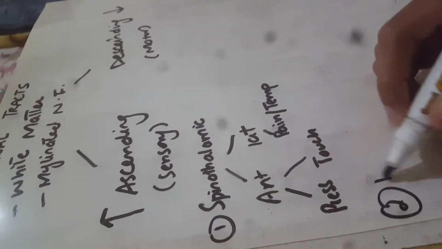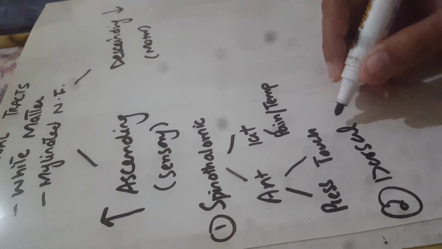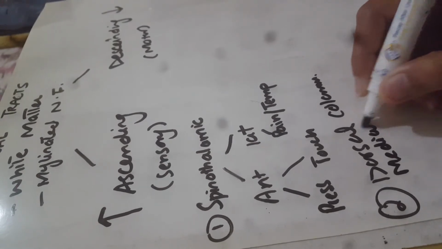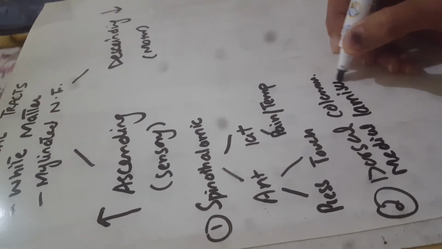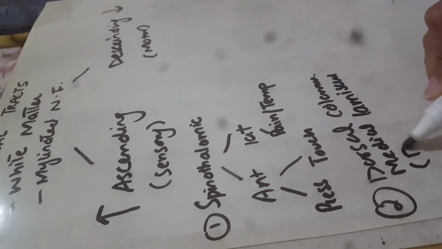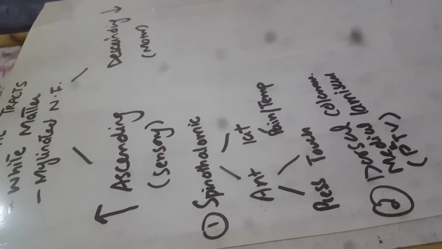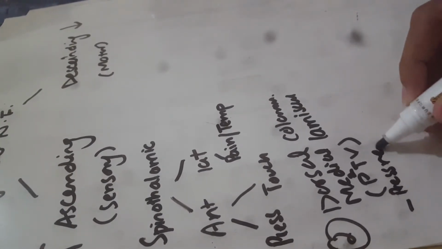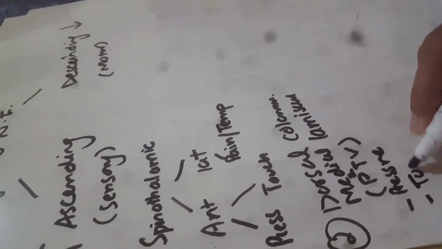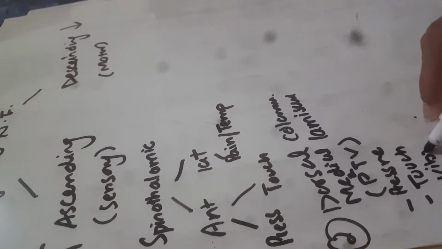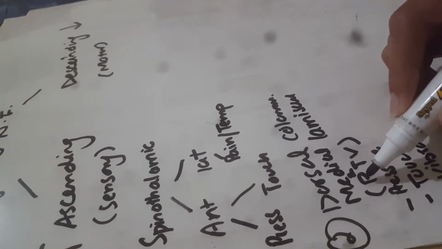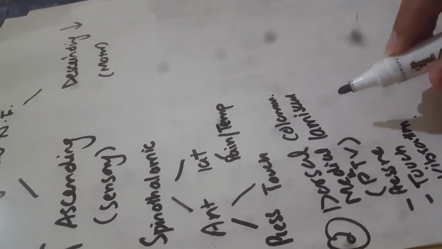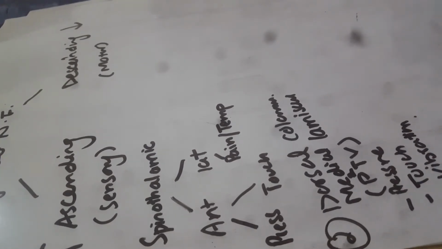The other tract is the dorsal column tract, or the medial lemniscus. I have a mnemonic for this, PTV, to remember the sensations carried by these. From P we have pressure, from T we have touch, V is vibration, and the other P is proprioception, or position. Alright, this is all about the sensory pathway, or the ascending pathway.